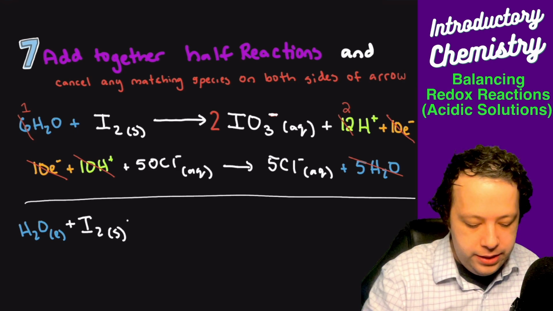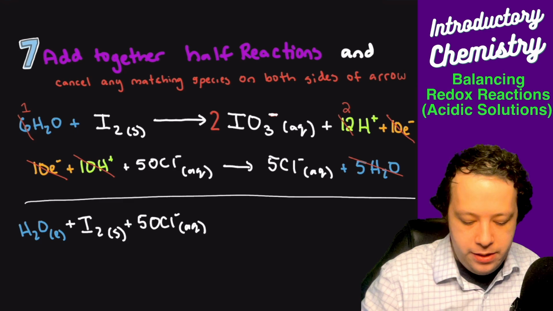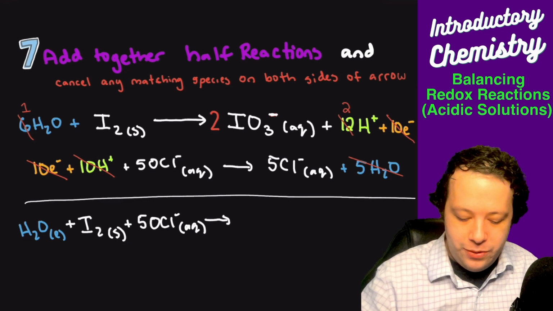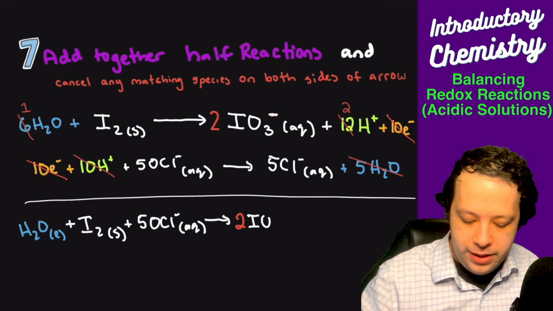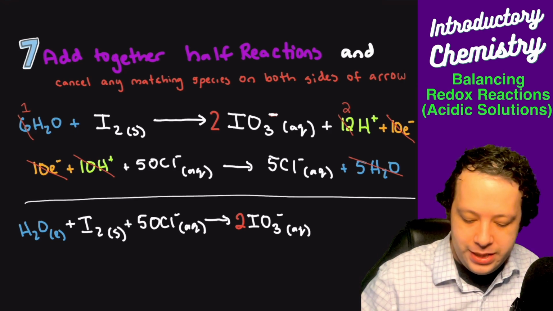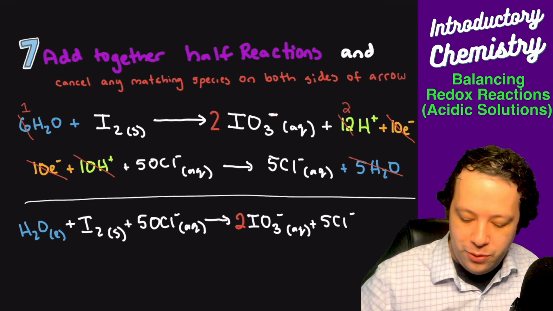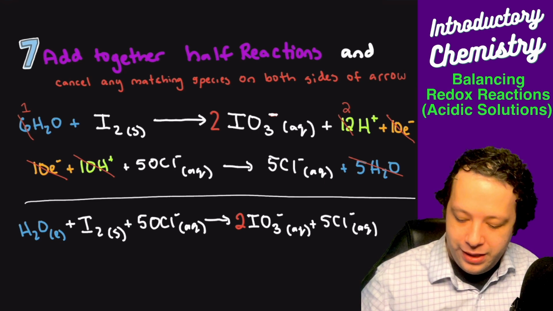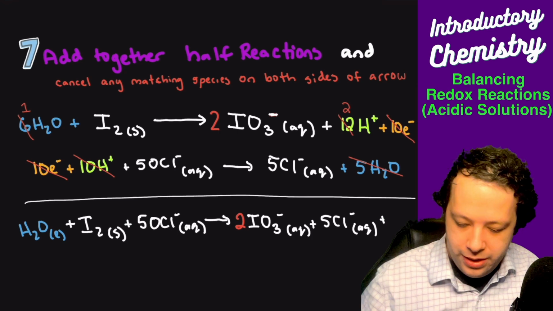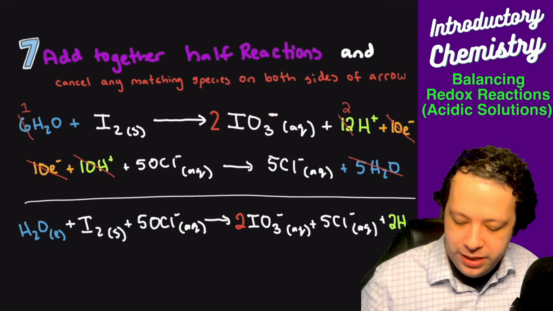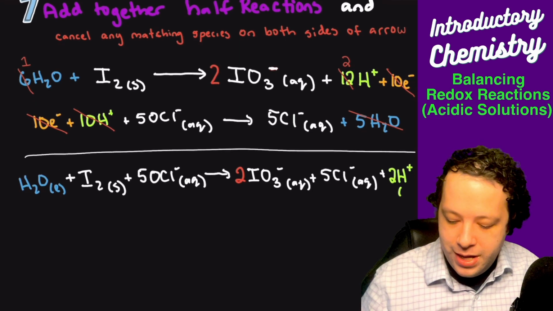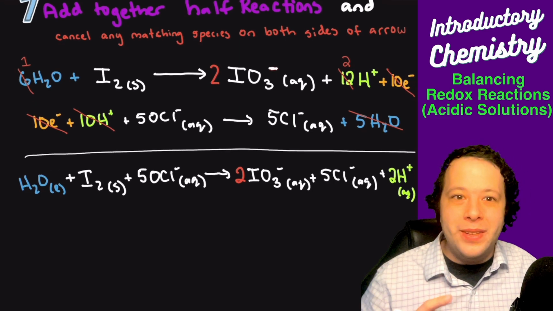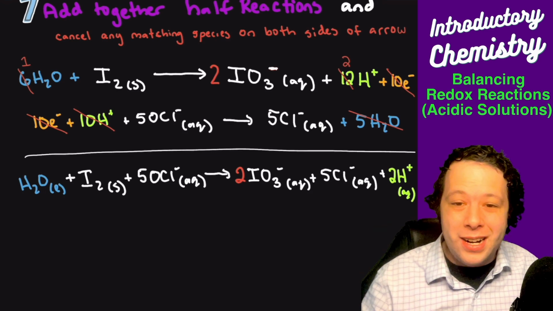We have our iodine. Then we have our 5 OCl minus, and that's everything that's on the left. Now we have our 2 iodates, IO3 minus, aqueous, and that's going to be added to our 5 chlorines. And then the only thing left is our 2 hydrogens, right? So I'll put them back in their green, and that shows that we have our acidic component in the reaction as well. And those are going to be aqueous as well. So that is our entire balance process.